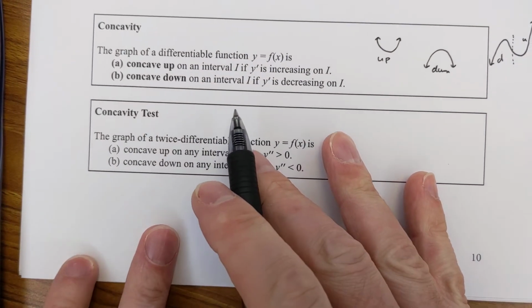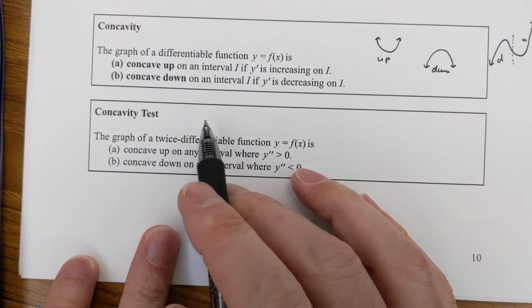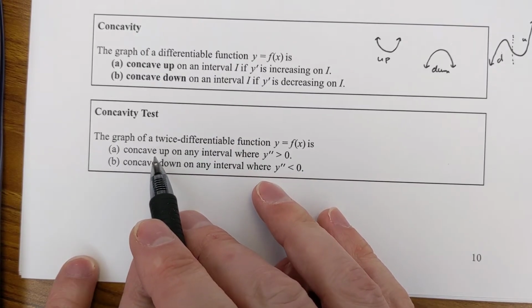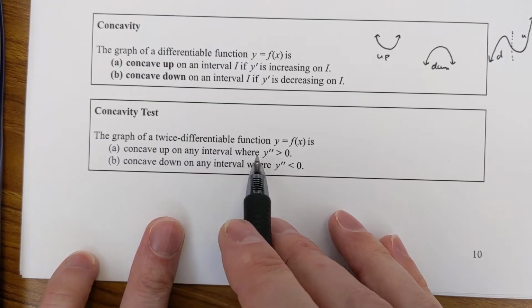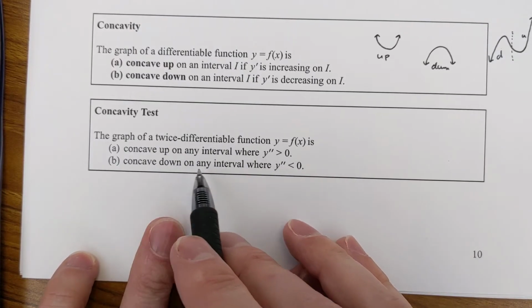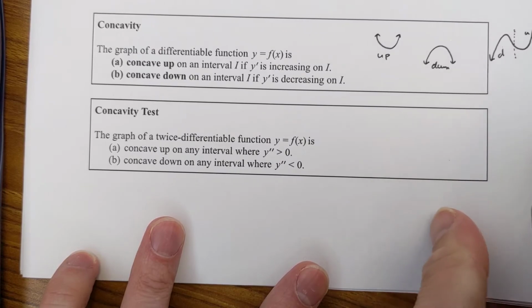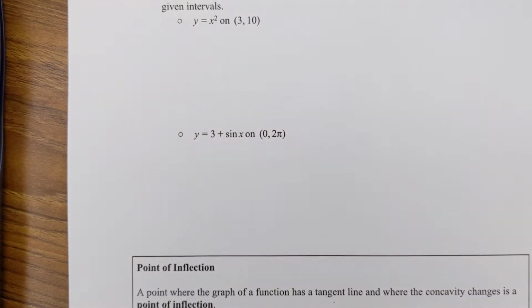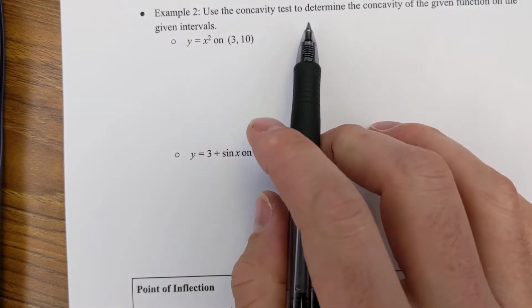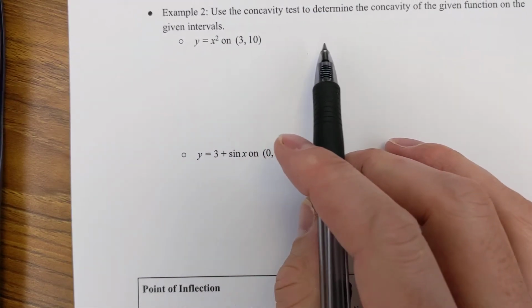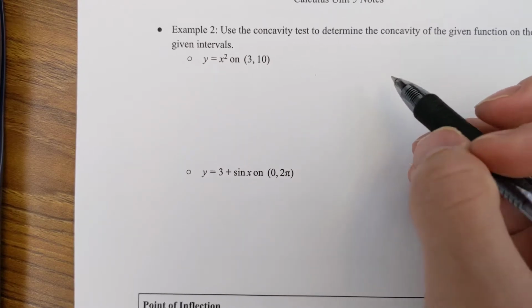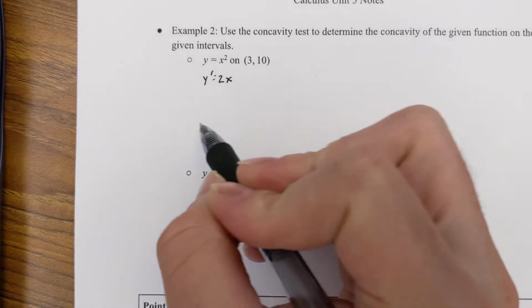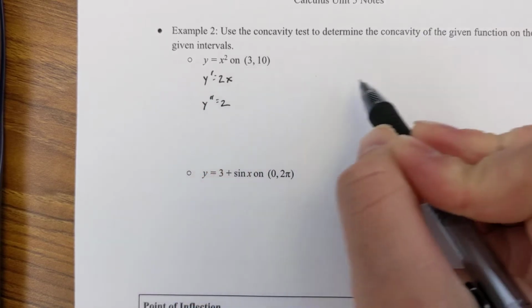So for the concavity test, you take the second derivative because you need how the derivative is changing. So you're concave up on an interval where the second derivative is positive, concave down where the second derivative is negative. So it's going to work like the first derivative test, except we're going to use the second derivatives. So use the concavity test, determine the concavity of the given function on the given intervals. Okay, so what that's going to look like is, I need y prime, it's 2x. I need y double prime, which is 2.